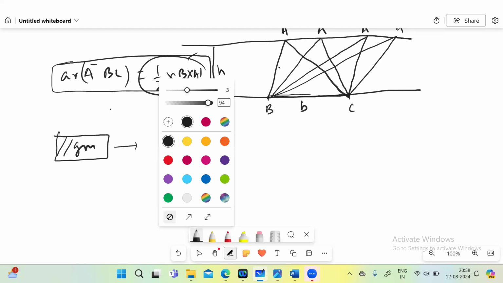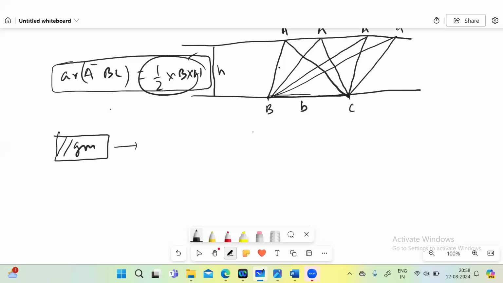A parallelogram is a kind of quadrilateral whose opposite sides are parallel. The only basic element of the definition is that opposite sides must be parallel.